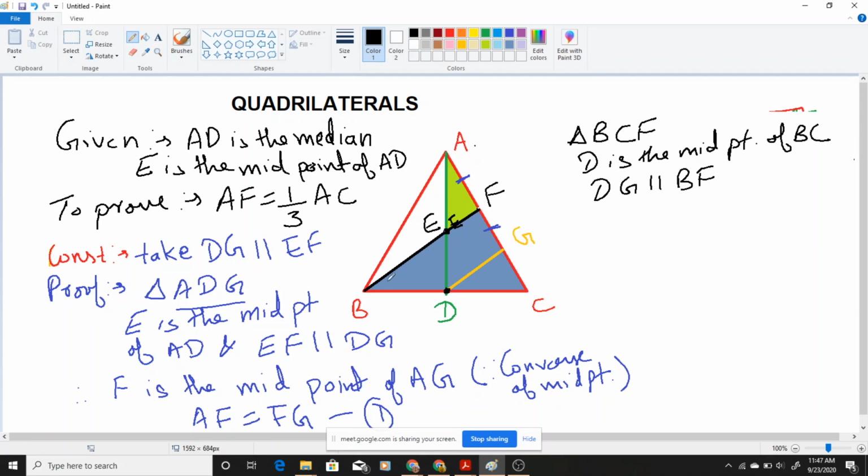Why this DG is parallel to BF? Because it is by construction. हमने किया हुआ है construction में. So this DG is parallel to BF and D is the midpoint. So by using again converse of midpoint theorem, मैं इस G को क्या लिख सकता हूँ यहाँ पे? I can write, therefore this G is the midpoint of CF. See, G is the midpoint of CF. Are you getting? G is the midpoint of CF.